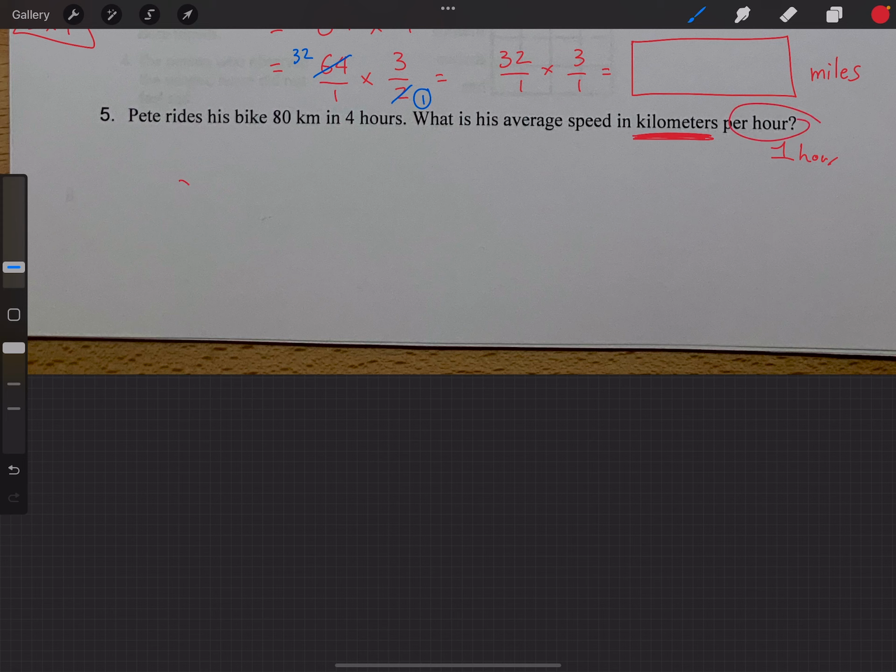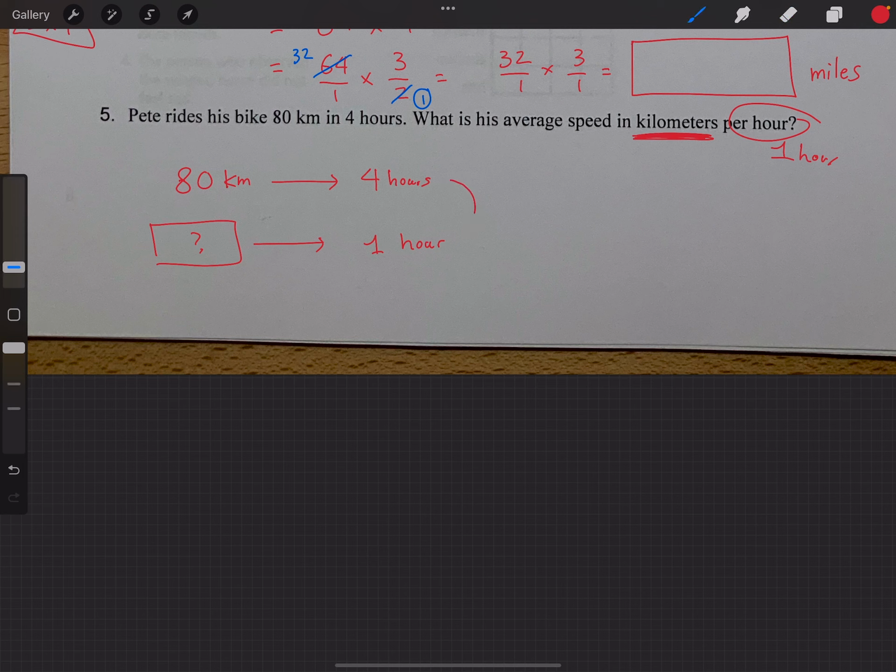Okay, so Pete travels 80 kilometers in 4 hours, but we want to know how far he travels in 1 hour, and that will be the speed. So whatever number you get here, it'll be that number in kilometers per hour. So how do we do that?